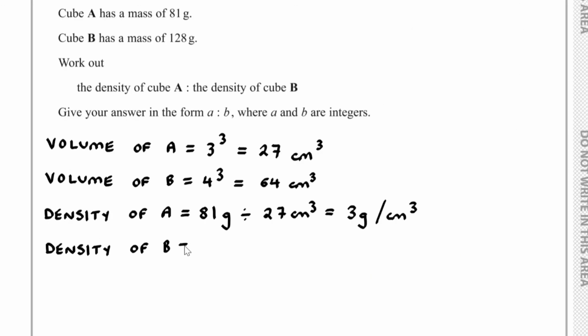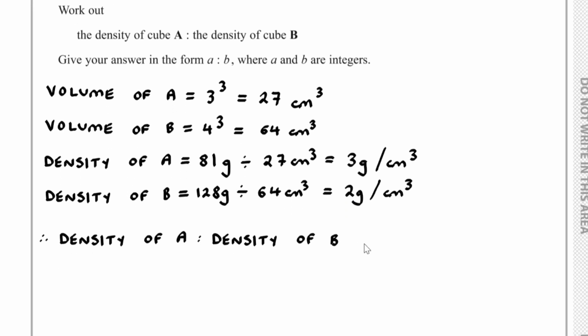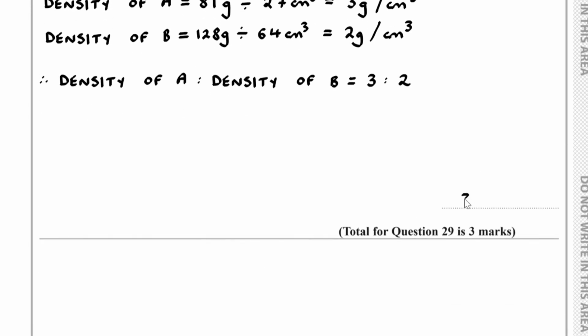The density of B, we've got 128 grams divided by 64 centimeters cubed, and it turns out we get 2 grams per centimeters cubed. Therefore, the density of A to the density of B, we would have 3 to 2. So we have 3 to 2.